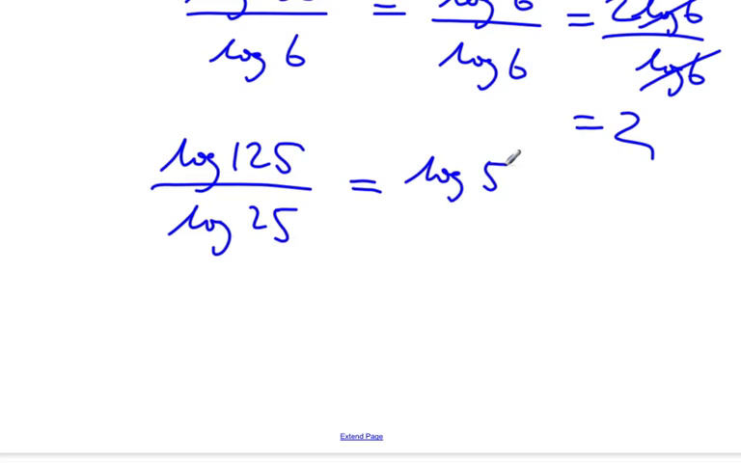So you're meant to look at that, and back in the day, you would go, oh yeah, I'm so used to not having a calculator that 125 is 5 times 5 times 5. So it's 5 cubed. And what's log 25? 5 squared. 25 is 5 squared. And 3 log 5 over 2 log 5. The log 5s are going to cancel, and we're going to be left with that.